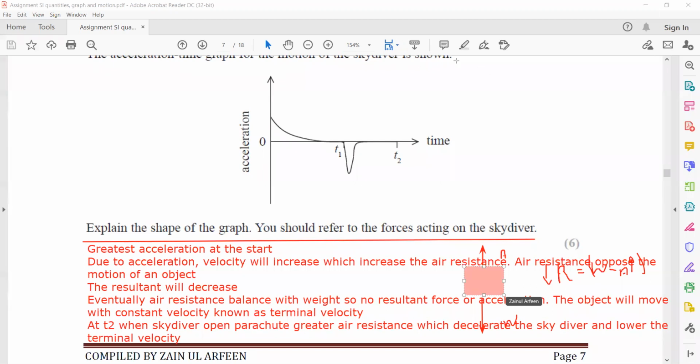So basically, first when the skydiver jumps, the gravitational force is there. But because he is accelerating, his speed increases. As the speed increases, the gravitational pull is the same, but air resistance is the force which opposes the motion. Once air resistance balances the weight, he will continue to move with a terminal velocity. But the moment he opened the parachute, the weight, the gravitational pull, is not changing, but air resistance increases, which decelerates him or lowers the terminal velocity.